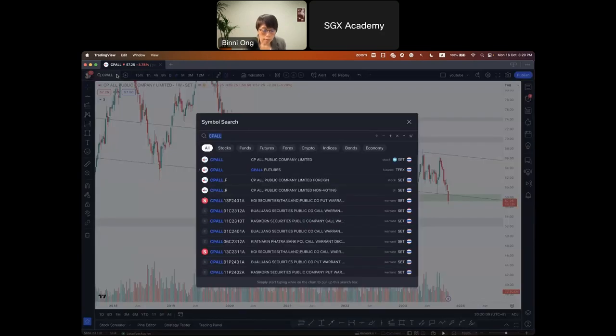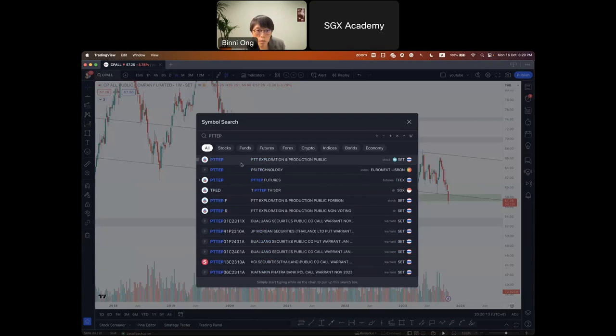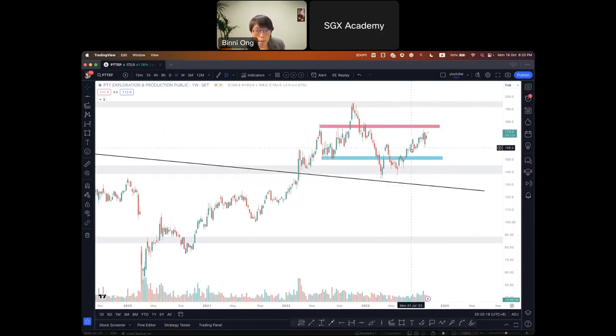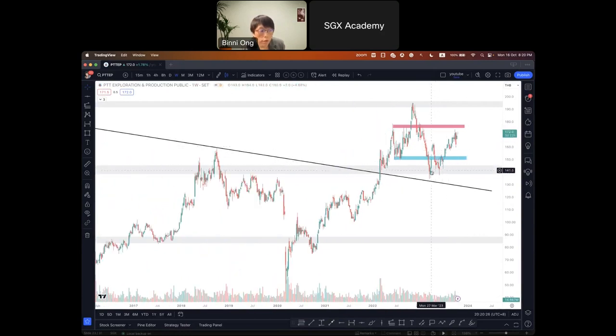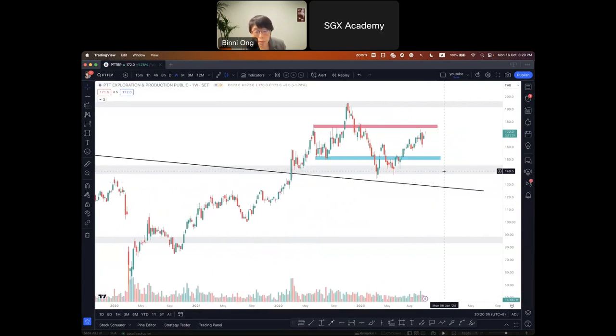So that's PTTEP. Once you key that in, you get the stock code here, and this is it. As you can see, price had been moving very nicely along with the reversal of oil. So in a way, PTTEP is following the price of oil, of course, because the main business is oil exploration.